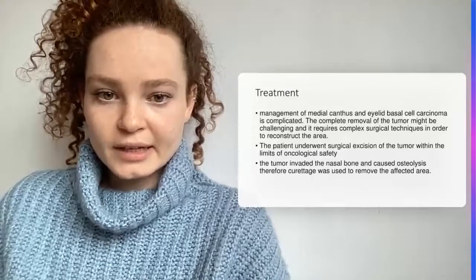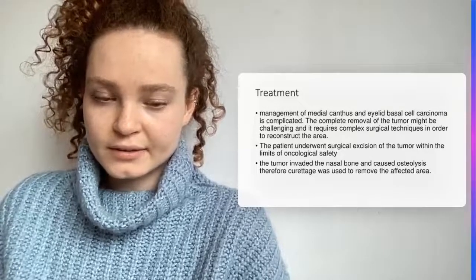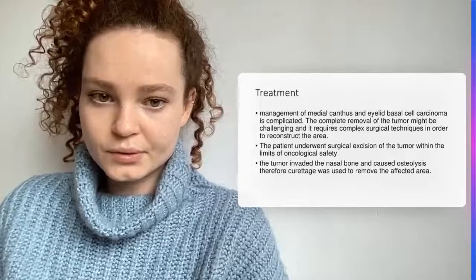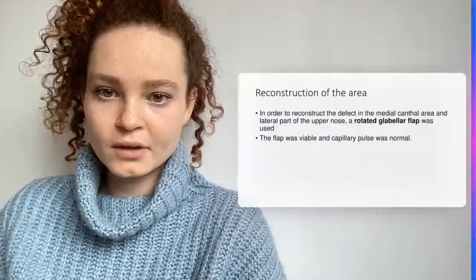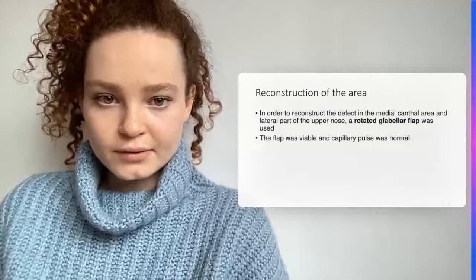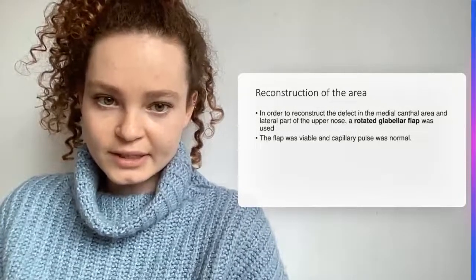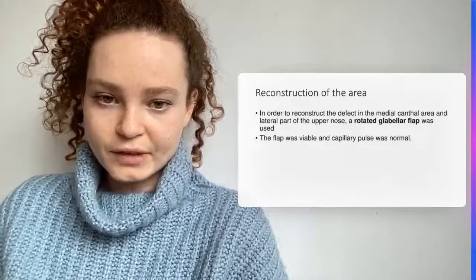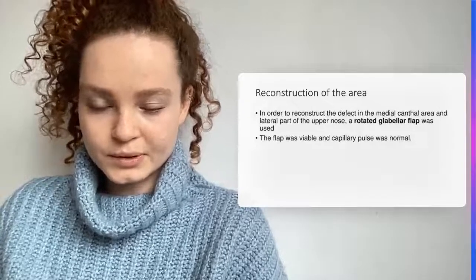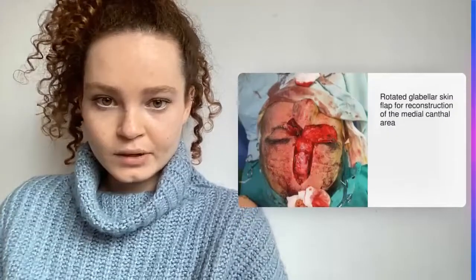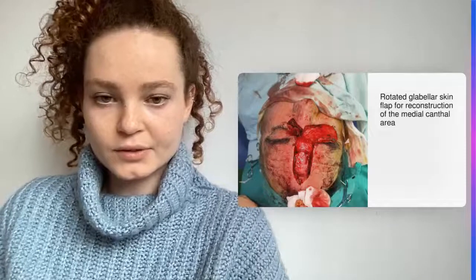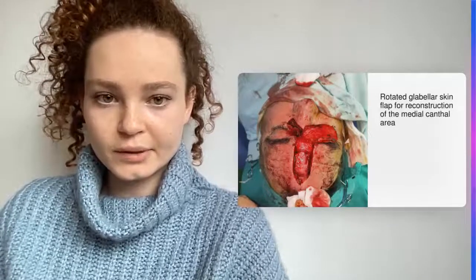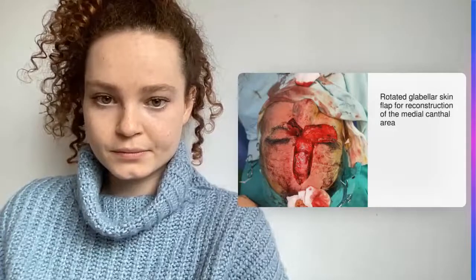The tumor invaded the nasal bone and caused osteolysis, therefore curettage was used to remove the affected area. For the reconstruction of the area, a rotated glabellar skin flap was used. The flap was viable and the capillary pulse was normal. Here we can see a picture of the rotated glabellar flap in order to reconstruct the area of the medial canthus.